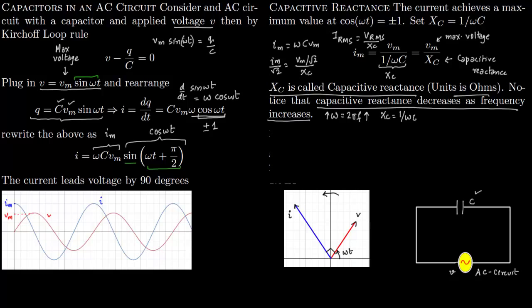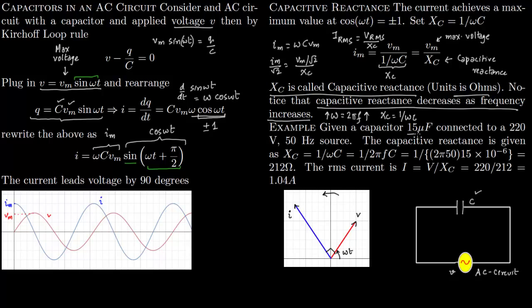So let us give an example. Say there is a capacitor of 15 microfarad, that is 15 into 10 to the power of minus 6 farad, connected to a 220 volt 50 hertz source. The capacitive reactance Xc is given as 1 divided by omega C. Omega is 2 pi f. So you get 1 divided by 2 pi times 50 times 15 into 10 to the power of minus 6. This comes out to be 212 ohms.